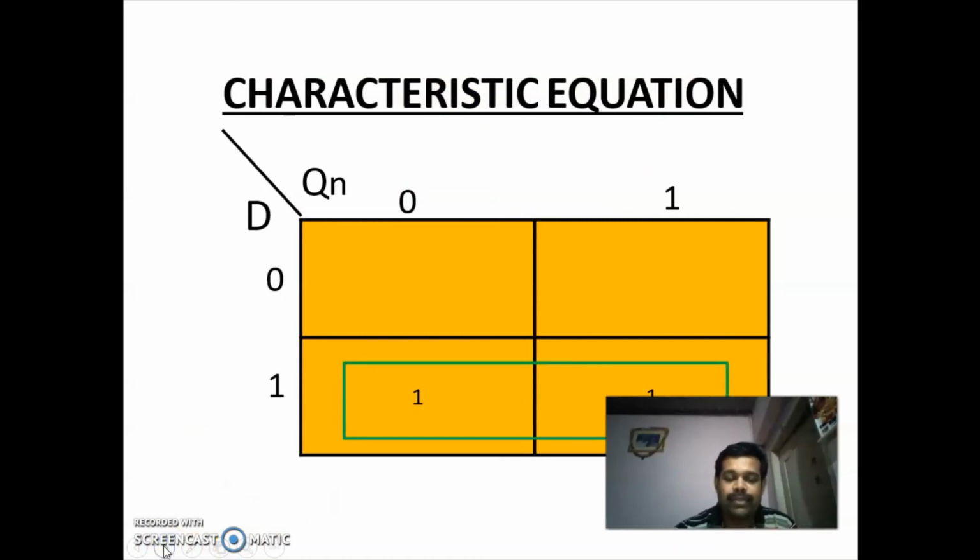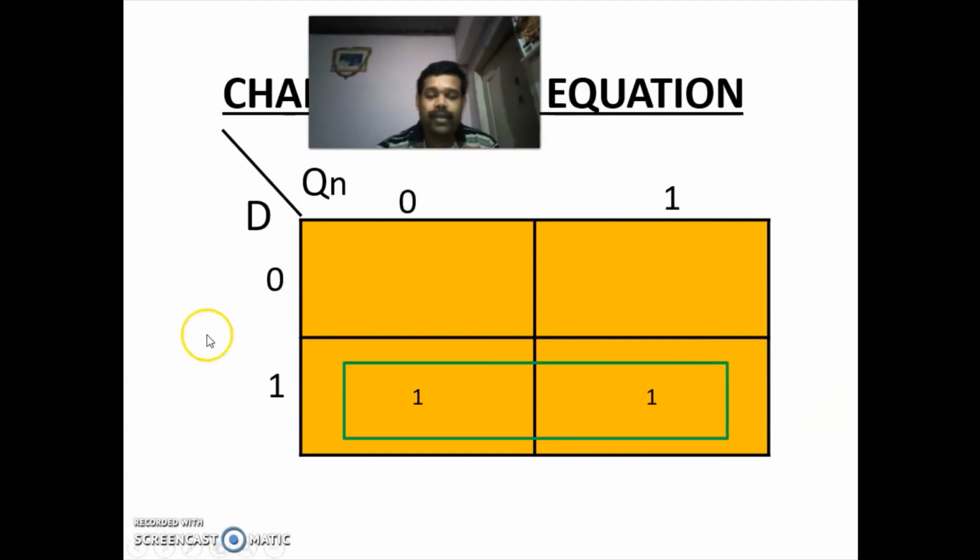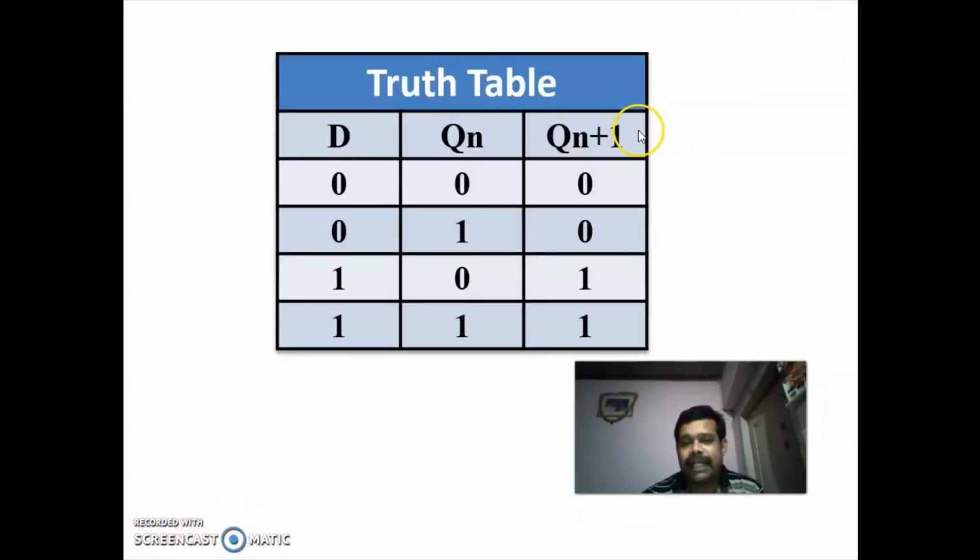Next, from the truth table, we are going for the characteristic equation. This is a K-map for Q of n plus 1. The input variables are D and Q of n. So we have only two variables. To find the characteristic equation, we draw a K-map for Q of n plus 1, with input variables D and Q of n. We are drawing a two variable K-map, and checking the column of Q of n plus 1. For 1 0 and 1 1, we have 1.